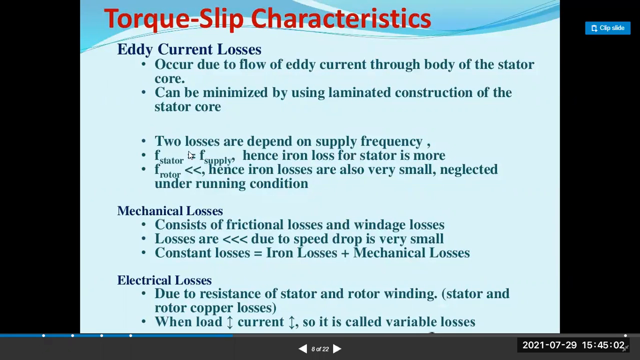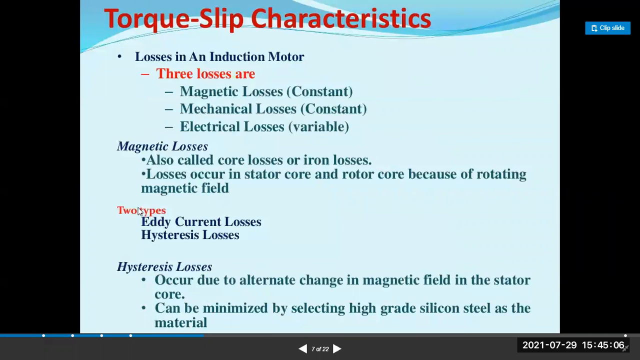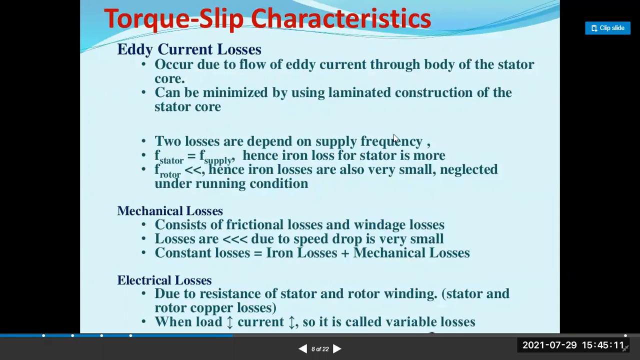Now, two losses are dependent on supply frequency. That means these magnetic losses, two types of losses, are eddy current loss and hysteresis loss. Both losses depend upon the supply frequency. Now, stator frequency is equal to the supply frequency because here we are talking about an induction motor. The induction motor takes in electrical supply and gives out mechanical energy, that means it transforms electrical energy to mechanical energy. So that's why the stator frequency will always be equal to your supply frequency.